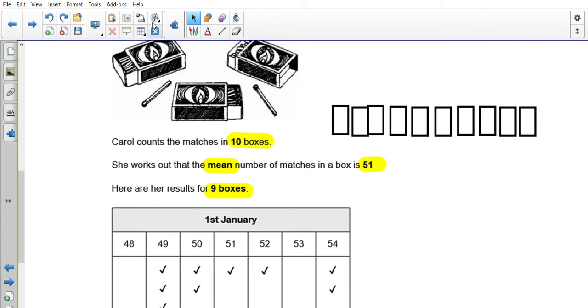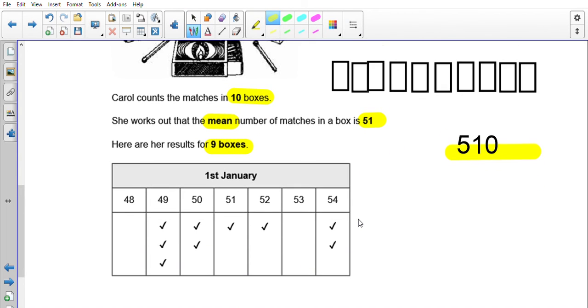Okay, and she's saying that on average they have 51 matches in, which means that if each one of these boxes is 51, and I've got 10 of them, that's going to give me a total of 510 matches in total. That's what we're looking for, total number of 510. That's really key. Now, what I need to do is work out how many matches she has in the ones that she's counted, in 9 boxes, and then I can use that number and my total number of 510 to work out how many matches must be in the 10th box.